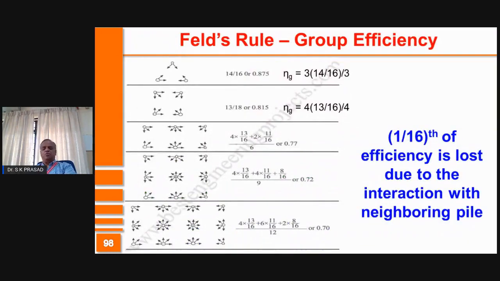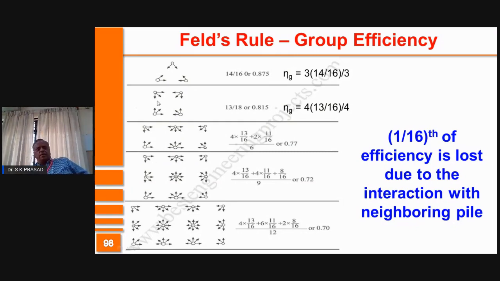And according to Feld's rule, let us say there are 3 piles as you see here, each of these piles is influenced by 2 neighboring piles. Therefore, eta G is equal to, there are 3 piles, each influenced by 2 neighboring piles, therefore 1 by 16 from one, 1 by 16 from the other, totally 2 by 16 is removed, therefore capacity is 14 by 16 divided by the total number of piles, that is 3. Therefore, efficiency is 87.5%.